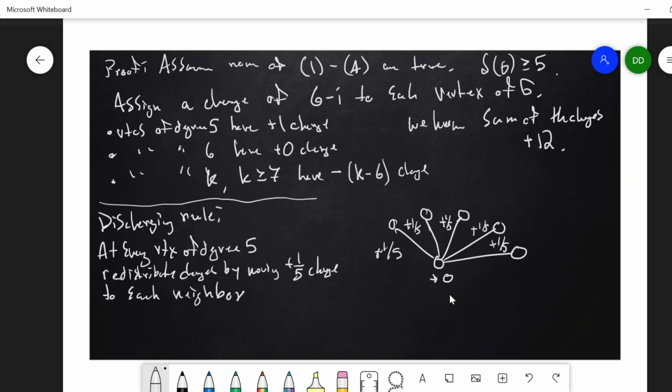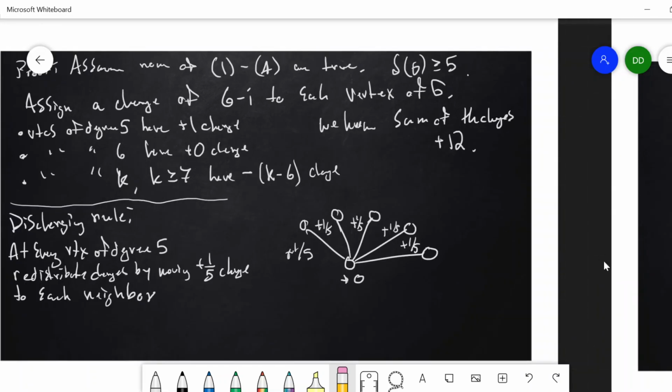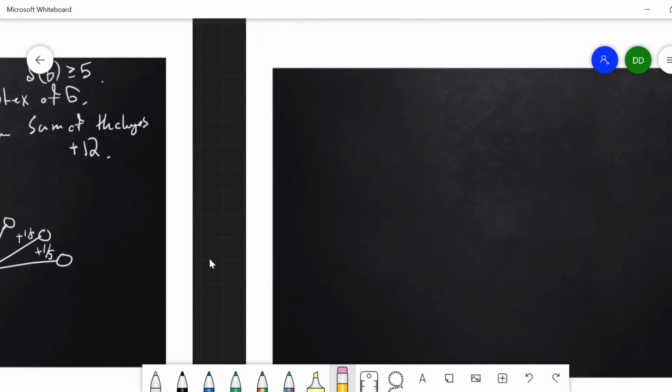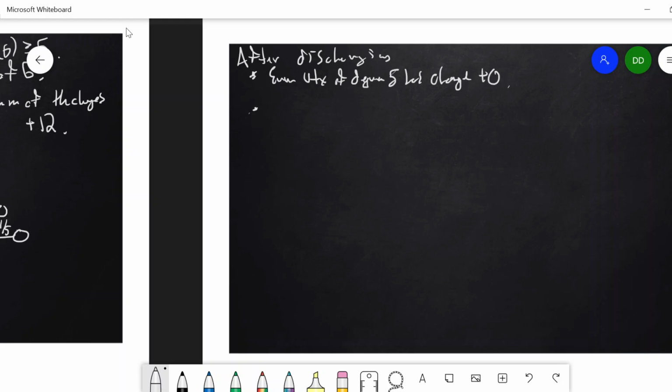So let's see. So now, after discharging, I'm going to move on to the next slide to make this a little bit less cluttered. So I want to again reevaluate where all my charges lie in the graph. So after discharging the vertices of degree 5, every vertex of degree 5 now has charge +0. And then remember, none of 1 through 4 happened. None of these conditions happened.